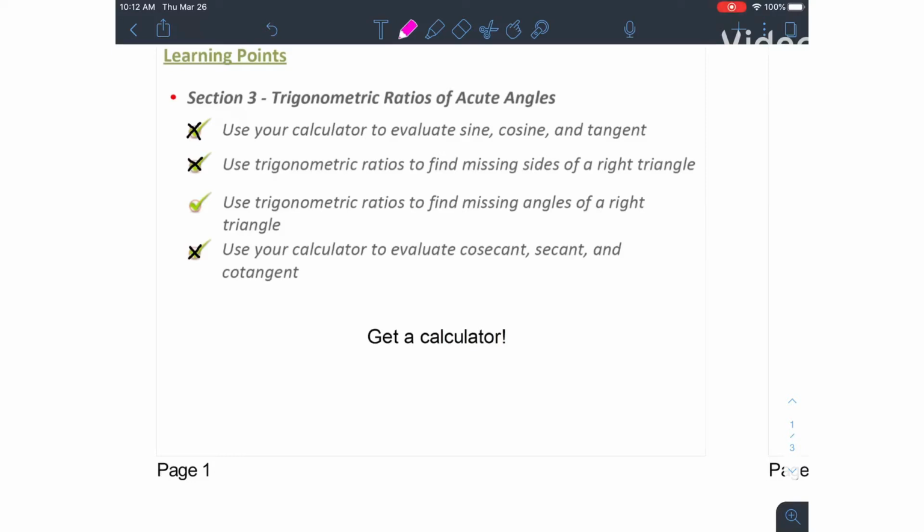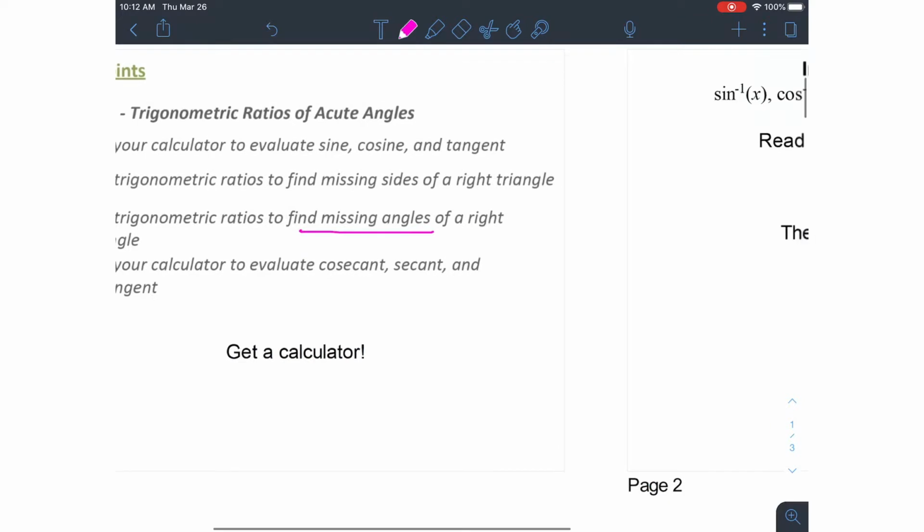Hey everybody, so in this video we're going to be continuing on with trigonometry, and this time specifically we are going to be finding missing angles in a right triangle. So before I show you how to solve those questions with the triangles, we have to get into the functions that are going to allow us to find those values.